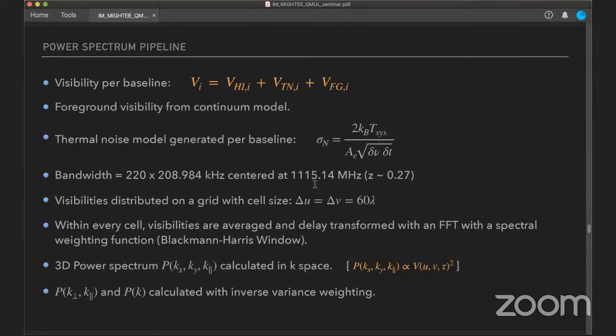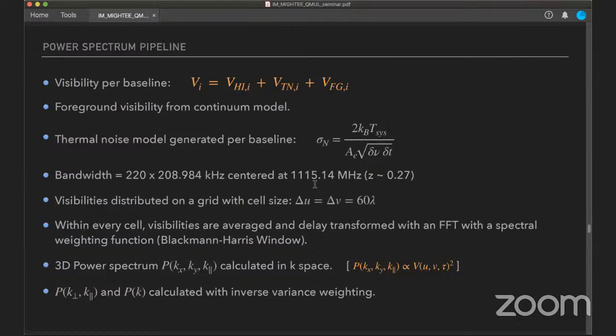That is called the Blackman-Harris window. That's the Blackman-Harris window that we use here. The purpose of using a spectral weighting function is to minimize the contamination from the foreground region to the cleaner K-space region. Because if we don't apply a window, there will be a sharp cut along the edge of the band, and that will leak power from the foreground wedge to the higher K parallel modes. So that's the reason we use the window.